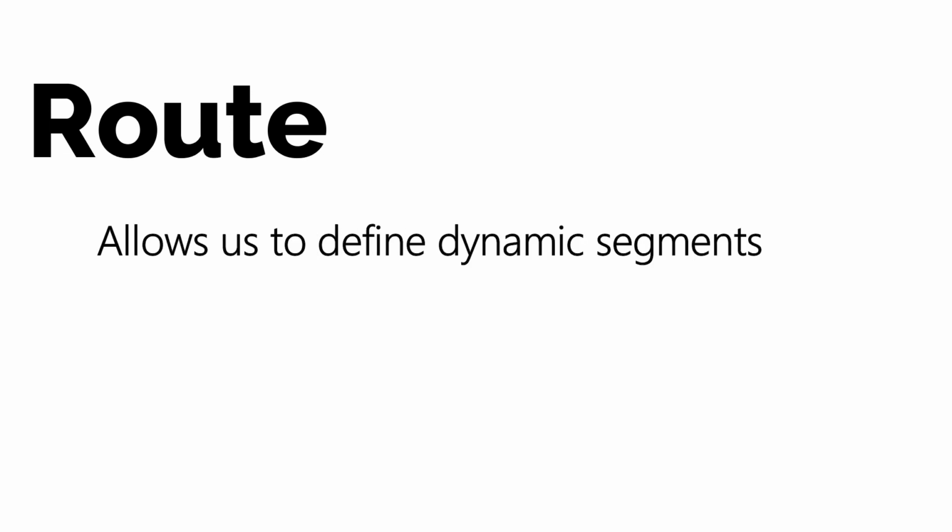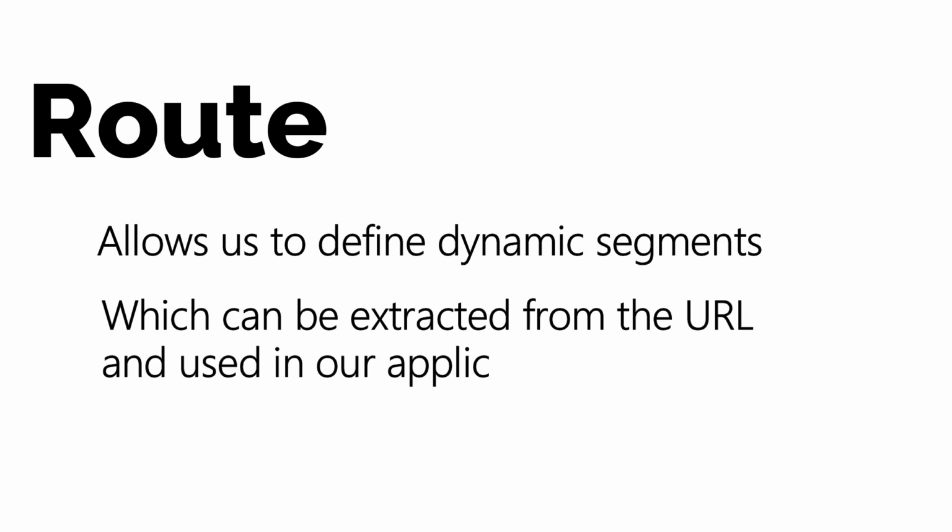In React Router, the route parameters allow you to define dynamic segments in your routes. These dynamic segments can be extracted from the URL and used as variables in your components. This feature is particularly useful when you have routes with dynamic data, such as user profiles, product details, or blog post pages. These are just examples. Now let's see how we can make use of route parameters and dynamic routing in our application.